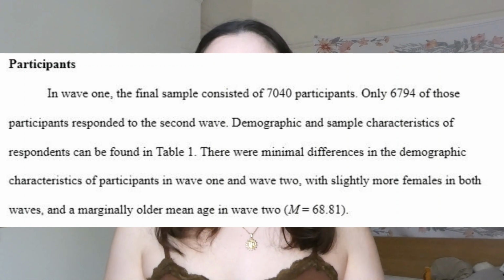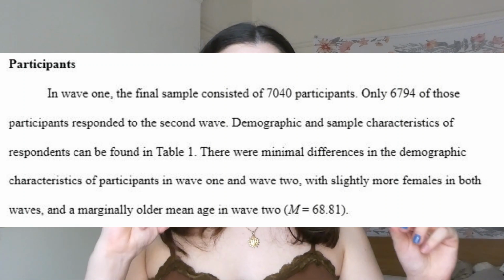Now, in your results section, before you actually start giving your results, you now need another participant section, which for me was basically a description of who made up the final sample, because I had 2 waves. More people responded to wave 1 than wave 2, and in wave 1 there were more men than women, and generally the sample scored really, really high for anxiety.